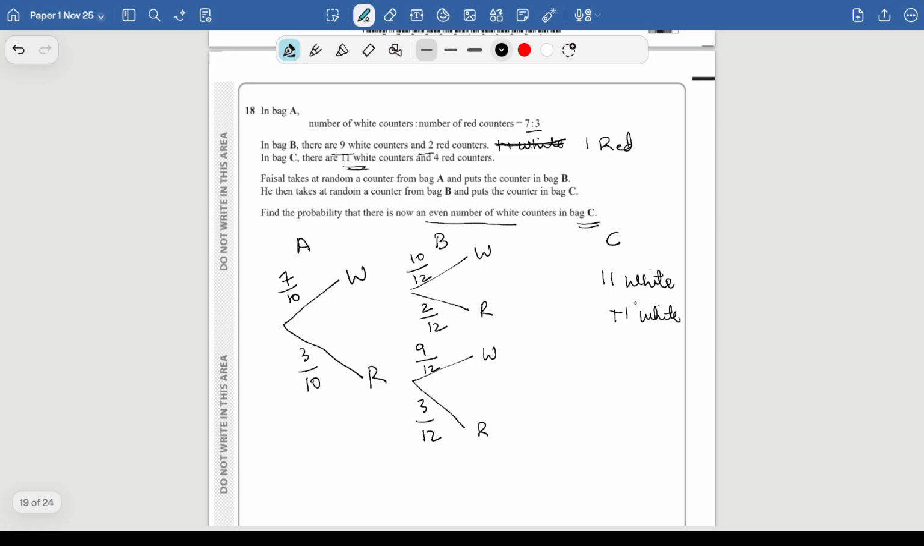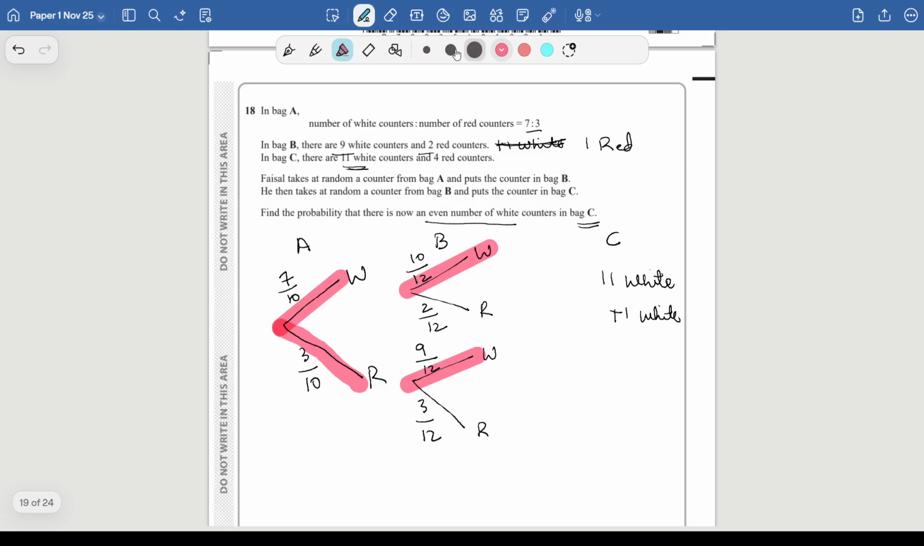So in how many ways is it possible to have one more white counter in bag C? He can take one white counter from bag A and put it in bag B, and then that white counter is put in bag C. So that's one way. Or he can take a red counter from bag A and put it in bag B, and take a white counter from bag B and put it in bag C. That way also he will have one more white counter in bag C. So he can have one more white counter from these two possible options.